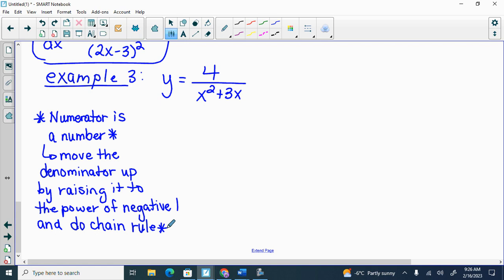All right. So we can't just take these and make them both negative. We can't just go x to the negative 2 plus 3x to the negative 1, correct? Because you can move the entire denominator. So if it was a monomial, like one term, you could move it up to the negative. But when it's more than a monomial, you have to say, okay, well, this is to the power of 1. If I want to bring it up, I have to write it as 4 times x squared plus 3x to the negative 1.